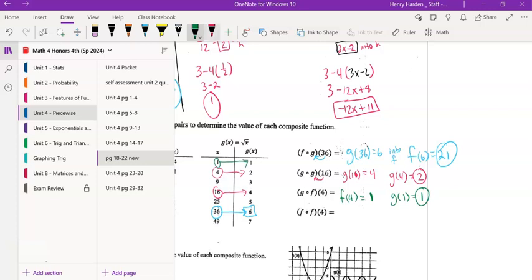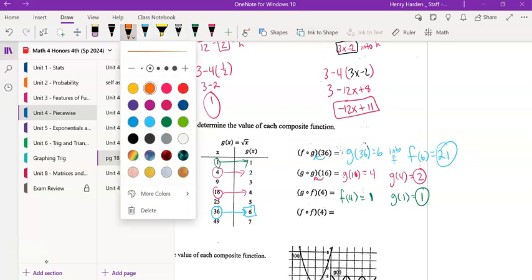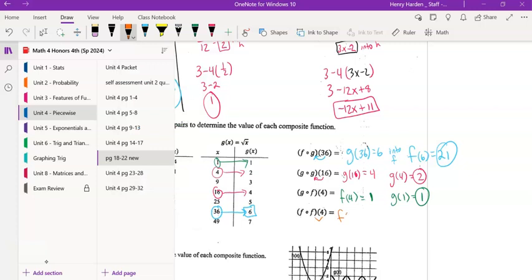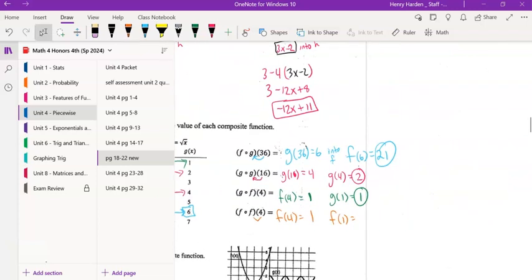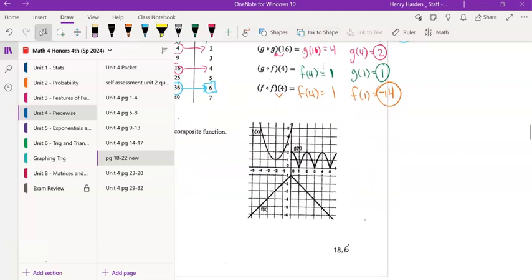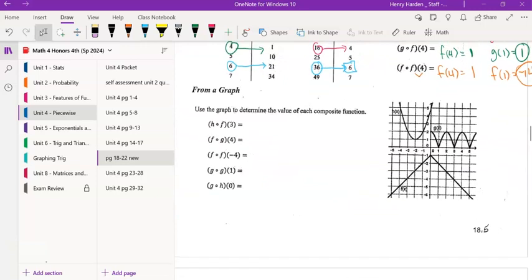F of 4. So again, we keep it with F. So start with that. We have F of 4, which was 1. We did that last time. So now we take that and do it again, but with F still. So now we're going to go back here. F of 1 is negative 14. And that's our final. All right, now when you're doing a graph, so with a graph, kind of the same thing.